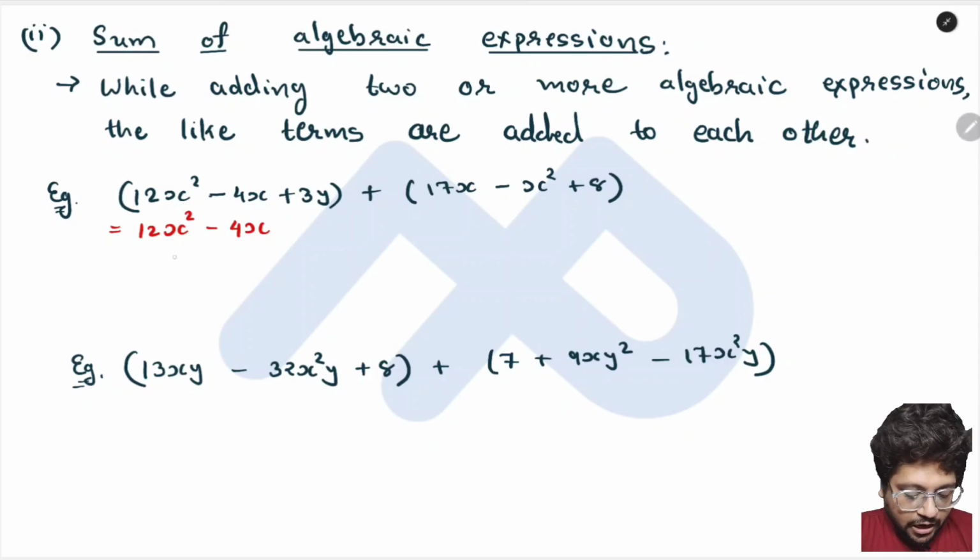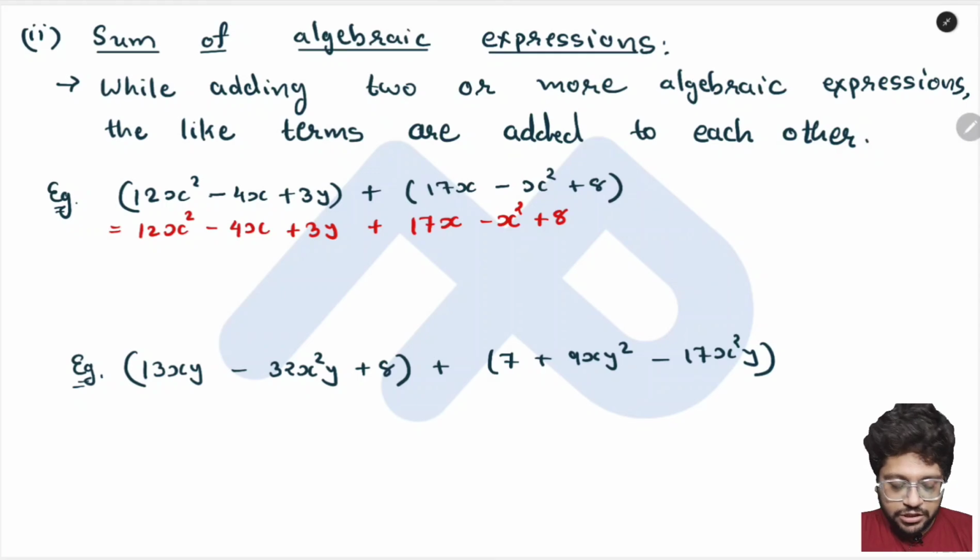So it is 12x square minus 4x plus 3y as it is, plus 17x as it is, minus x square as it is, and plus 8 as it is. Okay, so we just opened all the brackets. Now you see the like terms, I'll collect the like terms together so that it will be easier for me to add or subtract them.